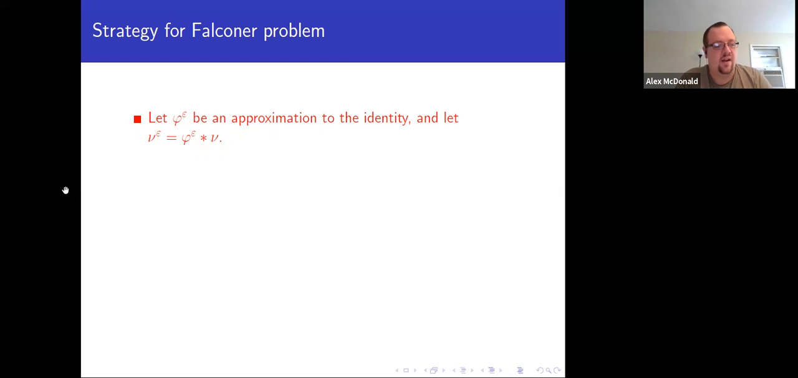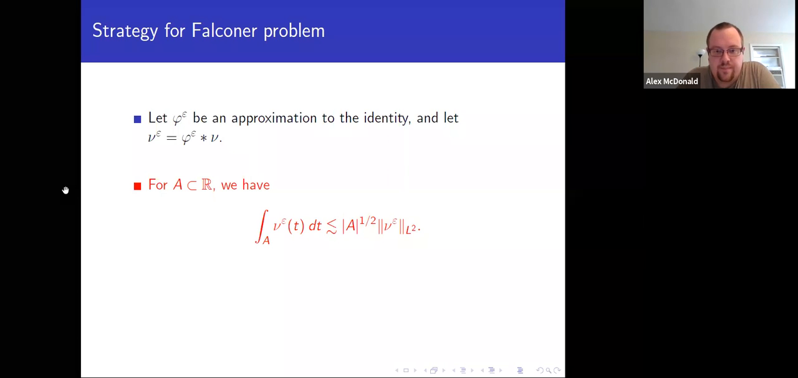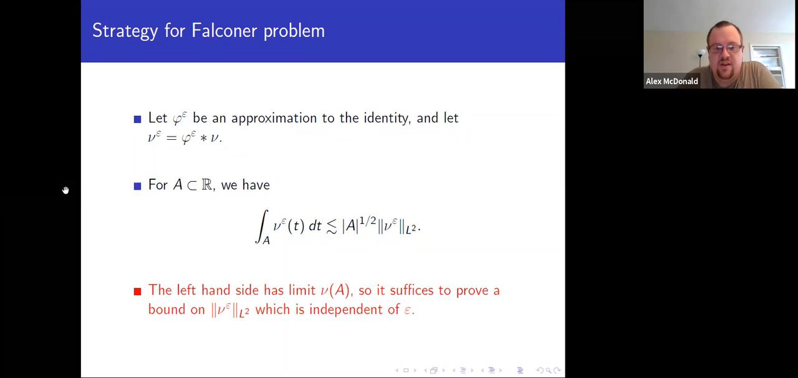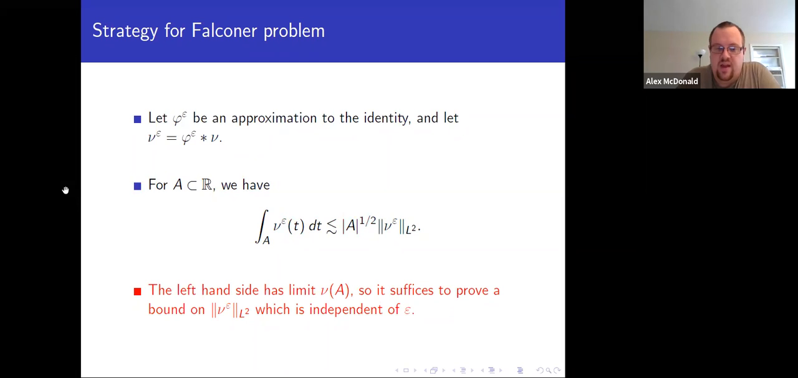Okay, so take some approximate identity and convolve it with nu, and this gives us an approximation to nu. And for any set A in R, this integral on the left is approximating nu of A, the nu measure of A. And by Cauchy-Schwarz, it's bounded by, I use vertical bars here to denote Lebesgue measure, the Lebesgue measure of A to the 1/2 times the L2 norm of nu epsilon. And as epsilon goes to 0, the approximation on the left will go to nu of A. So if we can prove uniform L2 bounds on nu epsilon, uniform meaning independent of the parameter epsilon, then it follows that nu is absolutely continuous, and therefore it follows that the distance set has positive measure.